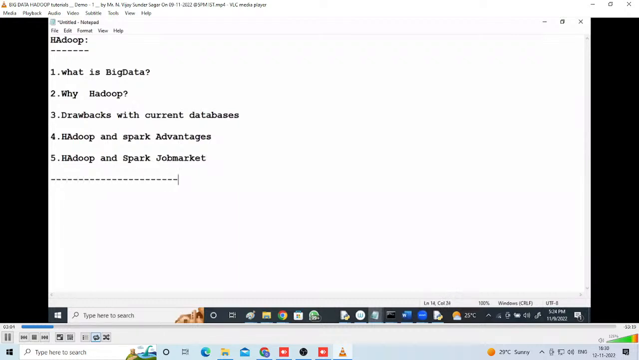Vijay, Scala is included in this, right? Yes, Spark with Scala. The one we program in is Scala programming. Spark is by default designed using the Scala language. So, what is big data?